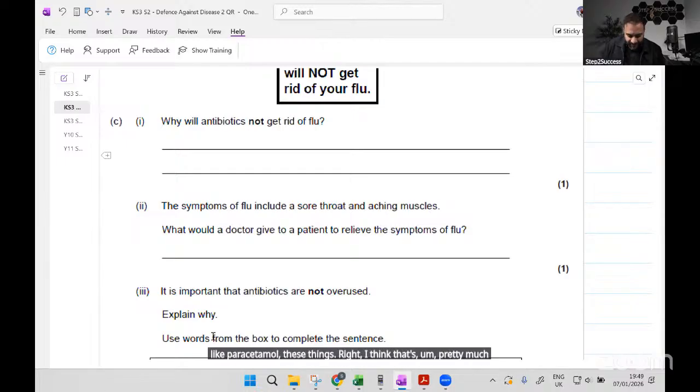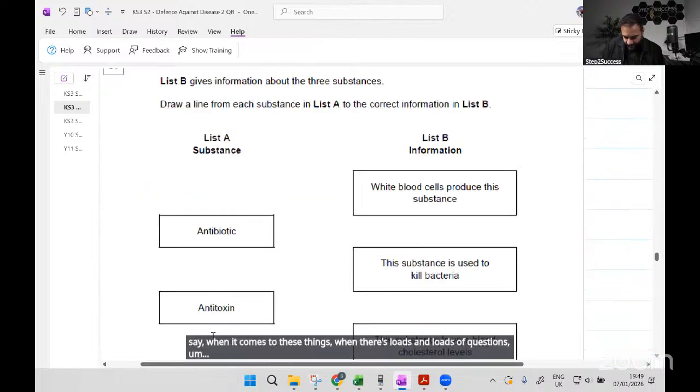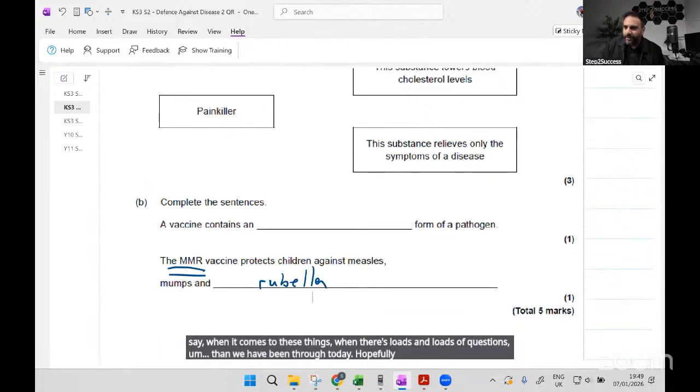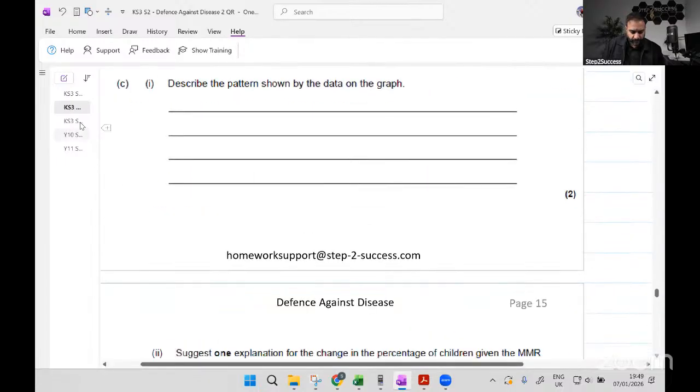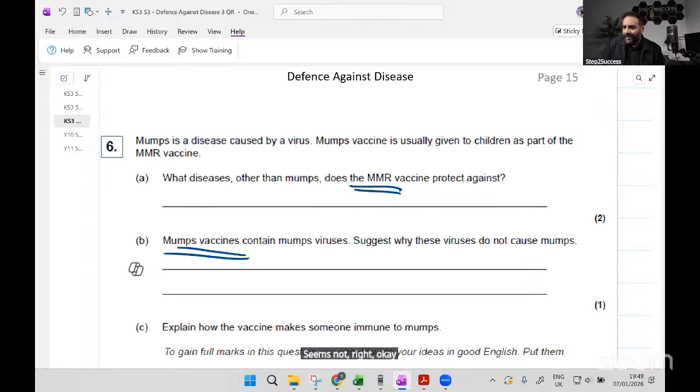Right, I think that's pretty much it. As I say, when there's loads of questions that we have been through today, hopefully that's somewhat helpful. But I can still stick around for a few minutes if anybody has any other specific questions. Seems not. Right, okay, fine. I am going to pause here and return in 10 minutes.